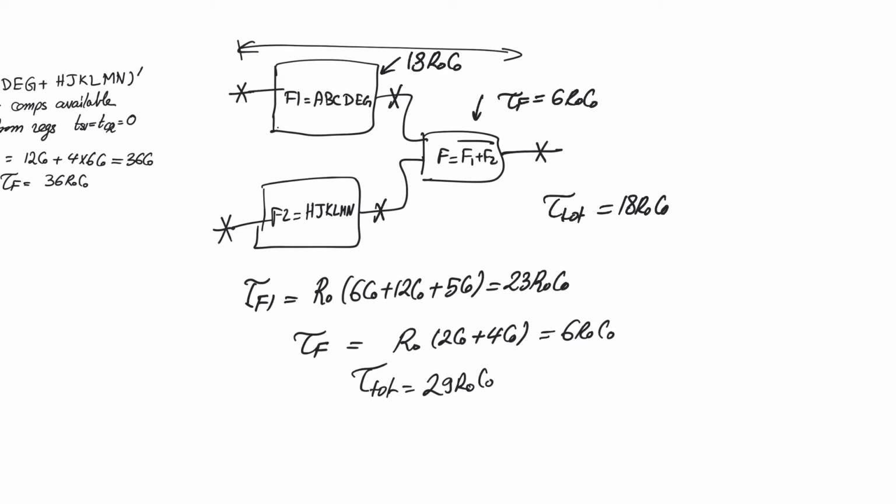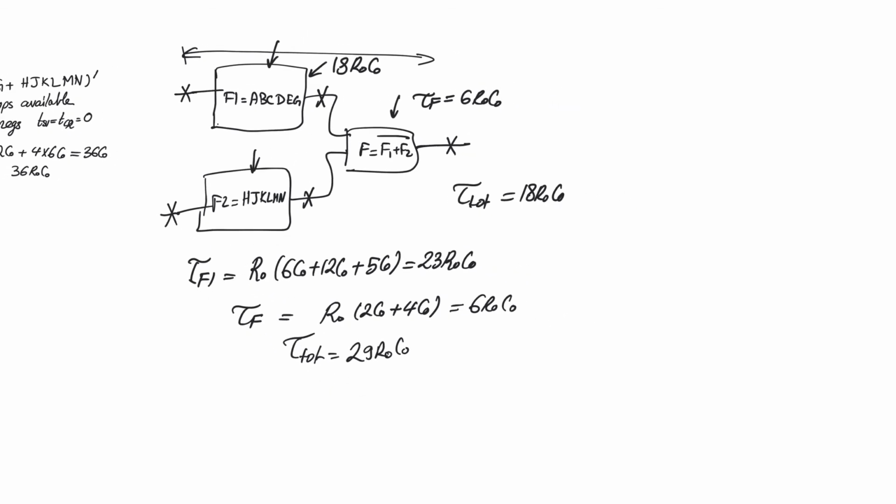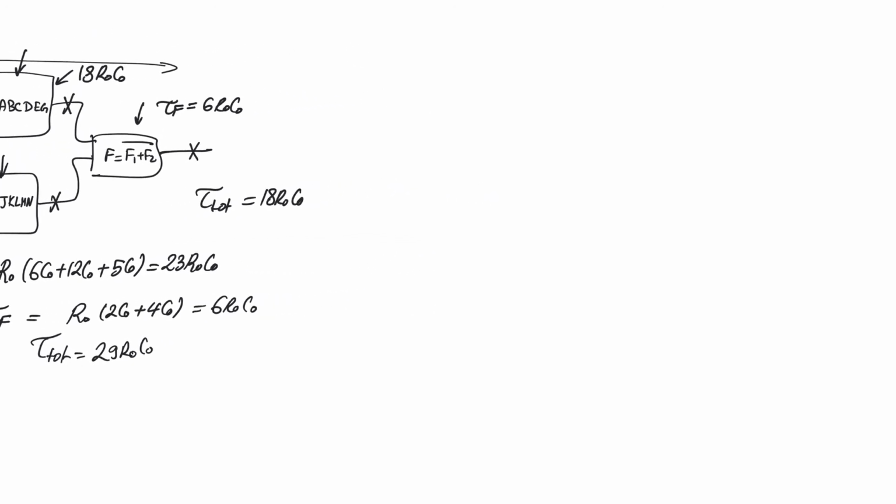But what if we still don't like this? What if we still want to see a further improvement? We can go down into F1 and F2 and break them up. They are single CMOS gates, that is true, but that doesn't mean that we cannot break them up. In fact, let's do that.